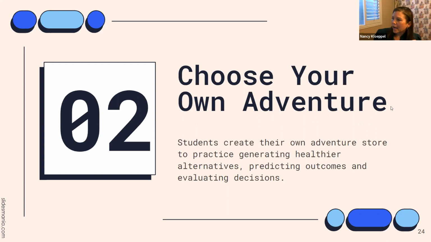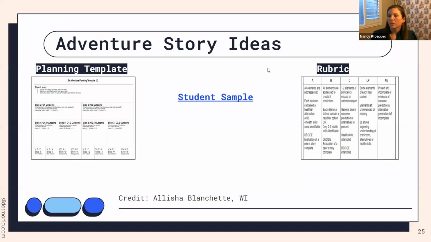So they could actually create their own adventure story. Oh, I just noticed there's a little thing, story, to practice generating healthier alternatives, predicting outcomes, and evaluating decisions. So here's a planning template, a student sample, and a rubric. So the rubric is very minimalist. So you can absolutely, obviously, extend that. But the planning template is going to go through and break it down.